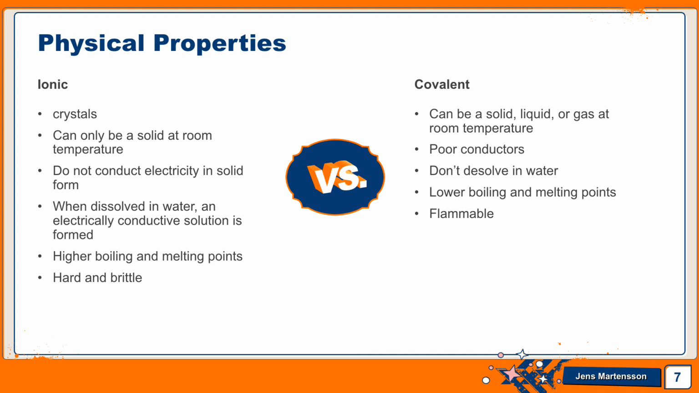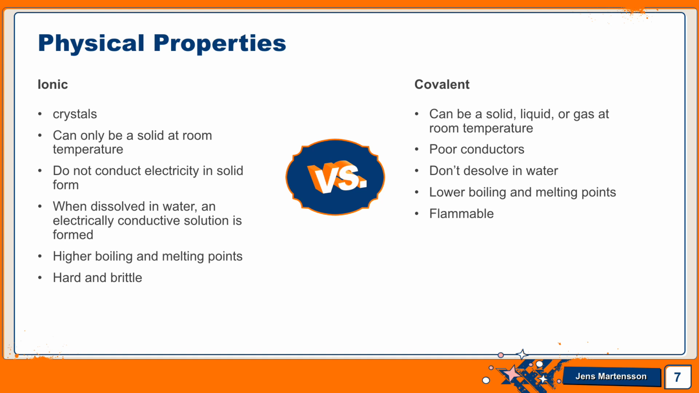So when you put them in water, the ions separate and become free-moving ions, and this allows electricity to be conducted in the liquid. Ionic bonds have high boiling and melting points because they're always a solid. They are also very hard and brittle, so they shatter easily with force, and they can't be bent or deformed.